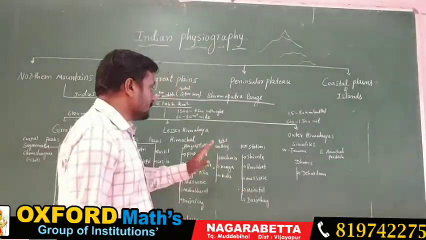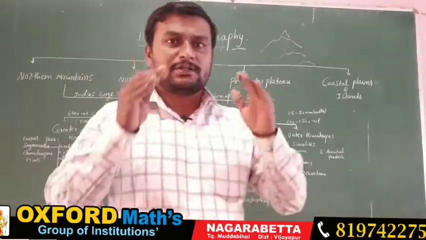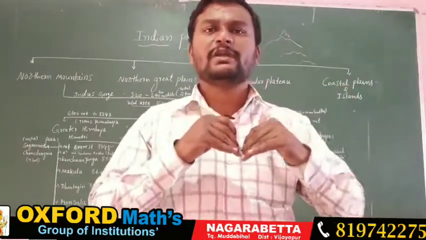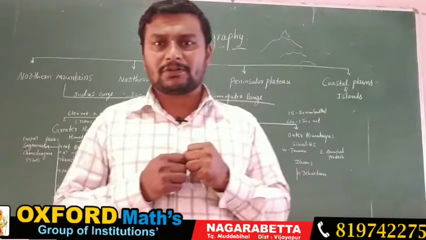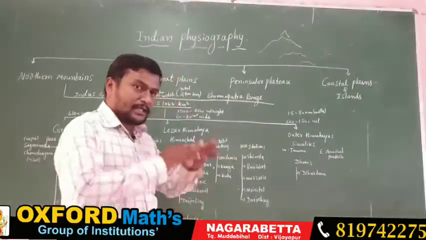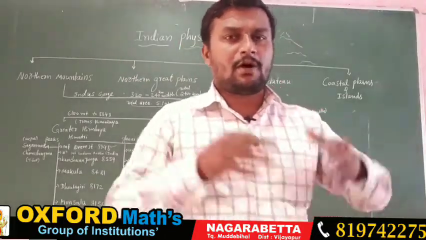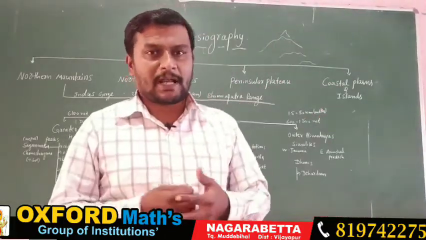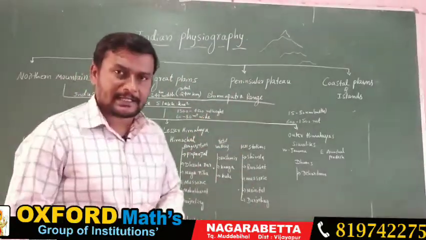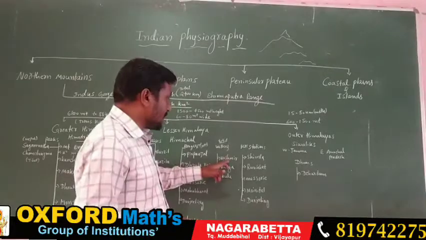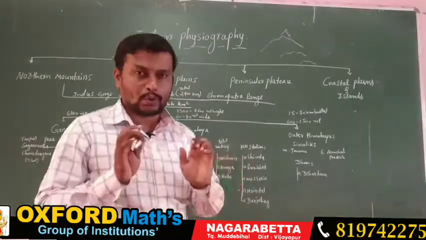The next important feature is the valley. A valley means the slopes in between two mountains. These are very attractive tourist places because here you can see a variety of flowers, vegetation and plants. Which are the important valleys you can see here in the Lesser Himalaya? One is Kashmir, another one is Kangra, and one more is Kullu.